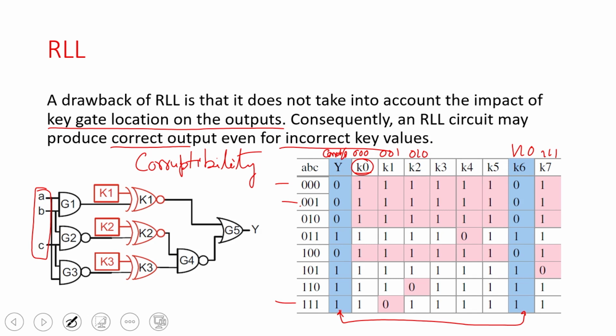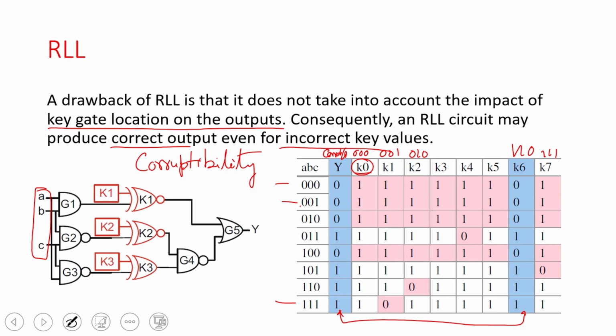Everybody understand this table, corruptibility? So, what will be your objective? When you select these keys, the number of red boxes will be more, right. So, one particular locking is better than the other if the number of red boxes in this table is more as compared to the number of white boxes. That means you are making more corruption to the output, understood.